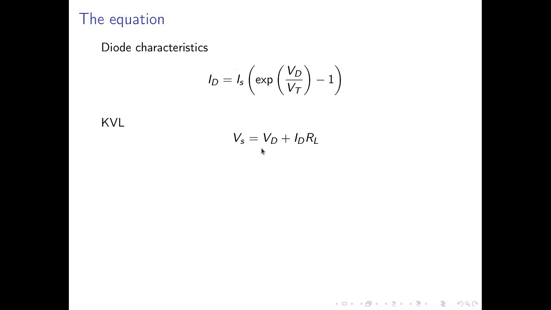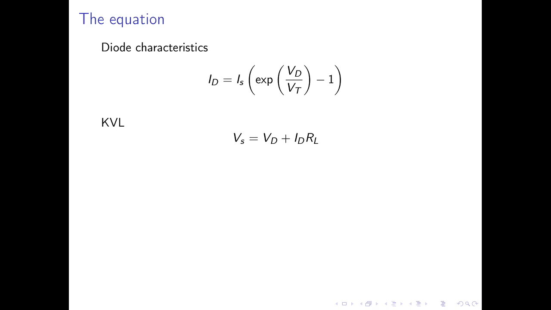Now, Vs is what I control from outside, that's my input. Is, RL, Vt, these are parameters which are fixed for the circuit, at least at a given temperature. RL is of course fixed by the circuit. Is and Vt depend on the temperature. We are assuming that the temperature is some fixed value. So Is, Vt and RL are parameters. Vs is the input which you control, and by changing Vs, Vd changes, Id changes.